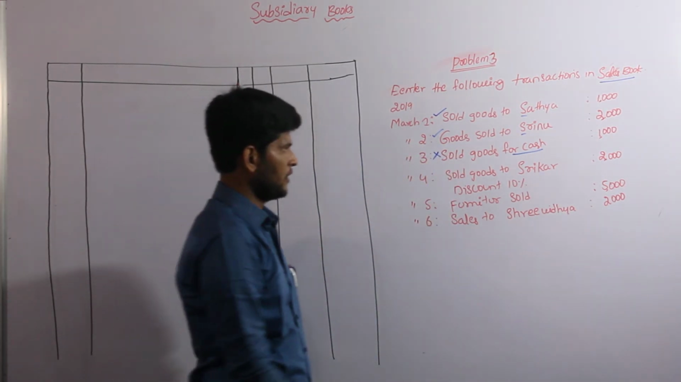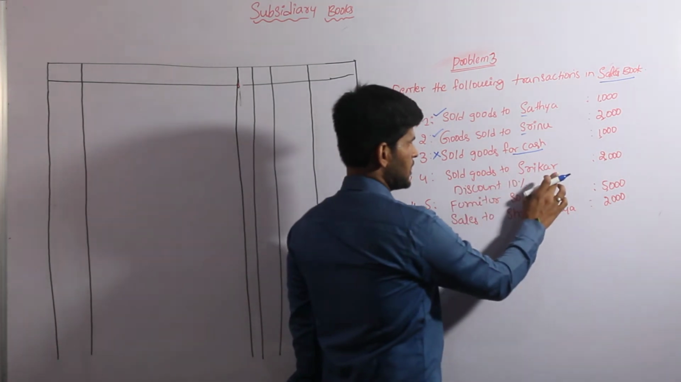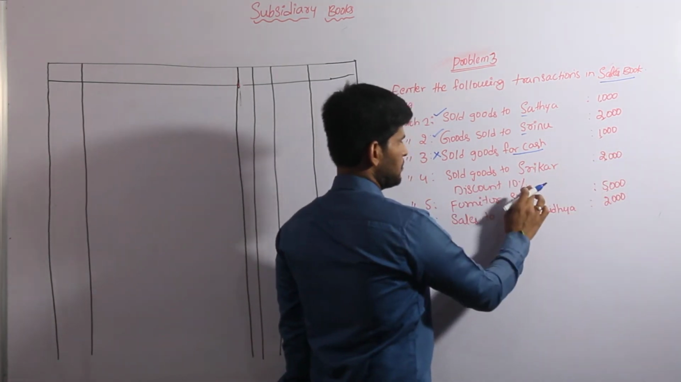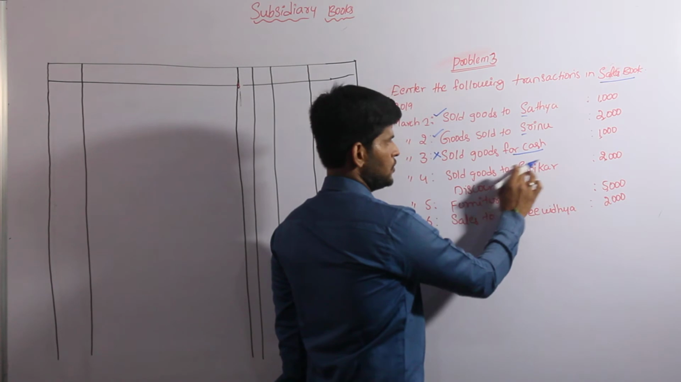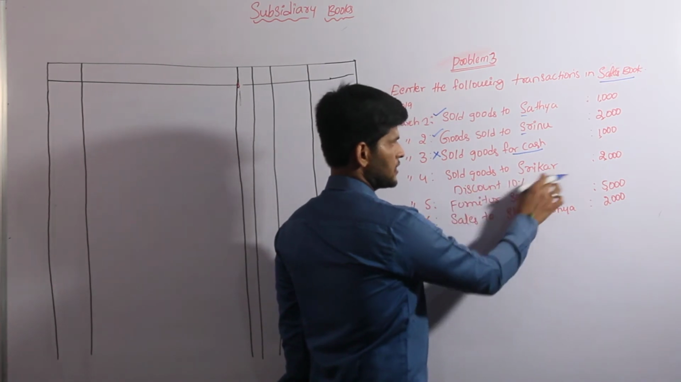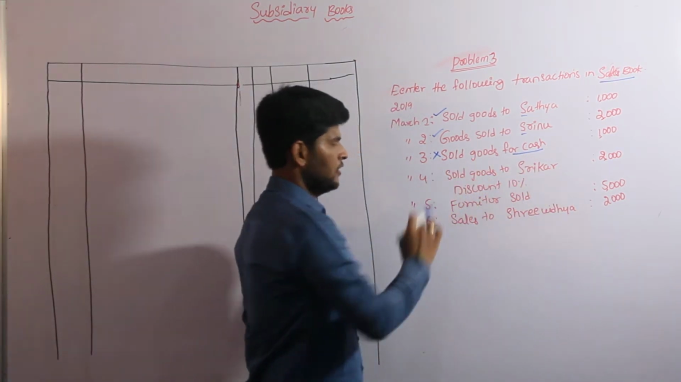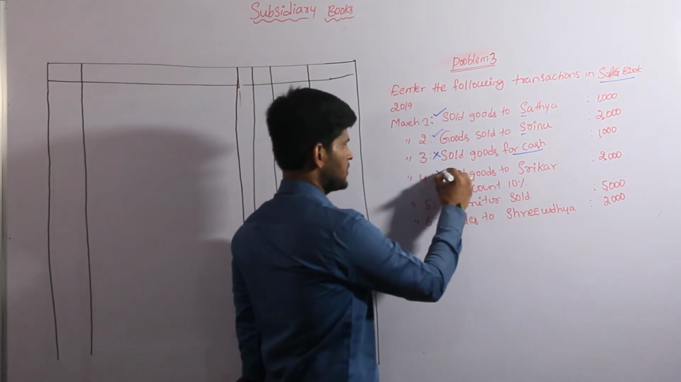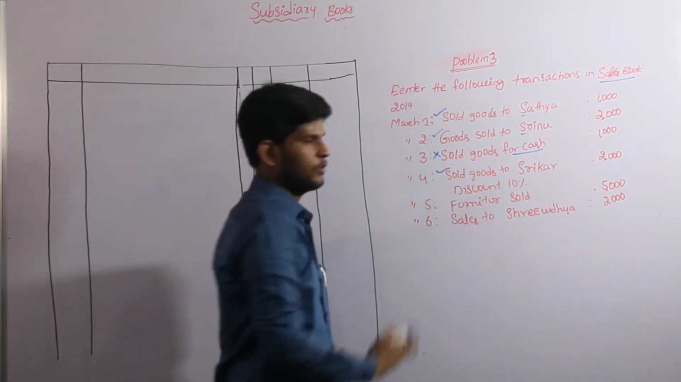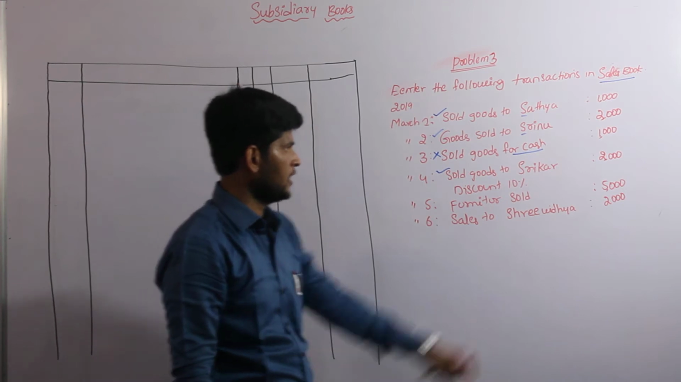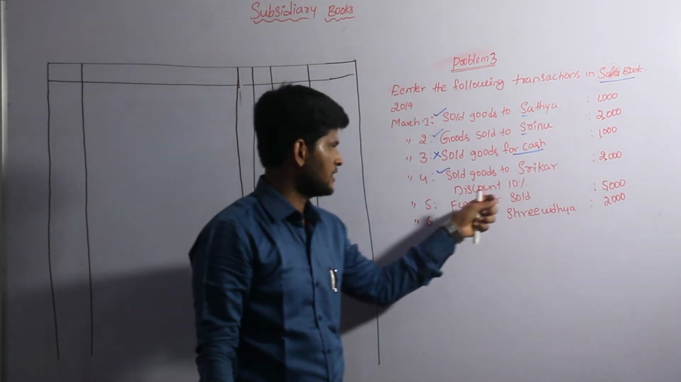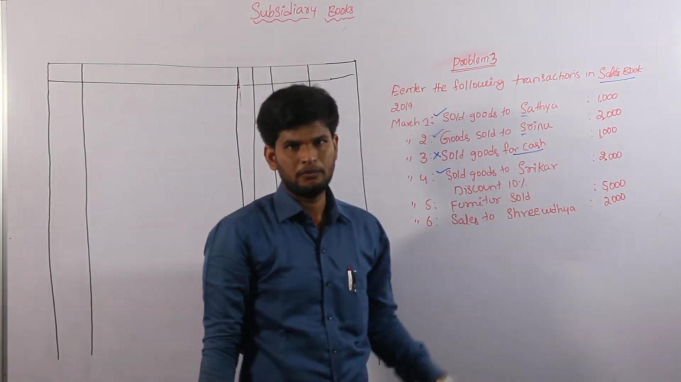And come to the next one, sold goods to Srikar 2000, discount 10%. There is no cash word in our fourth transaction, so we have to consider this. Then we don't directly enter the total amount of 2000. Out of 2000 we have to take the discount of 10%, then subtract it from 2000.